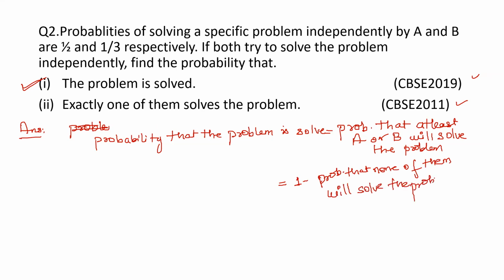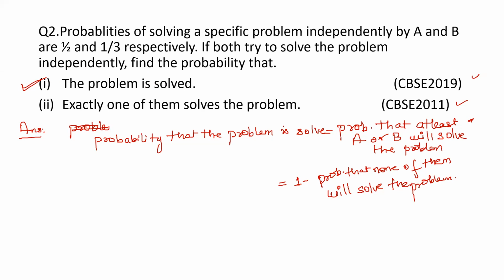So these two are independent events. They have given, but at least, what is, yes, not given in the question, but I have written over here. So you need to analyze the question. In the question, they ask us that the problem is solved. When will the problem be solved? When at least one will solve the problem. If only A will solve the problem, if only B, or A and B both will solve the problem. So the problem will be solved when at least A or B will solve.